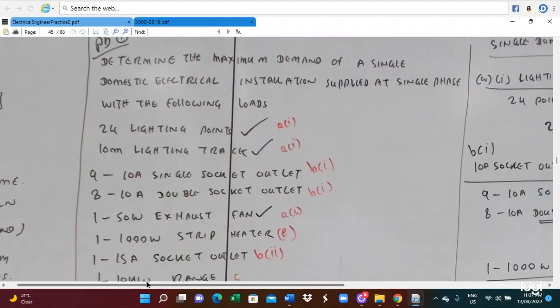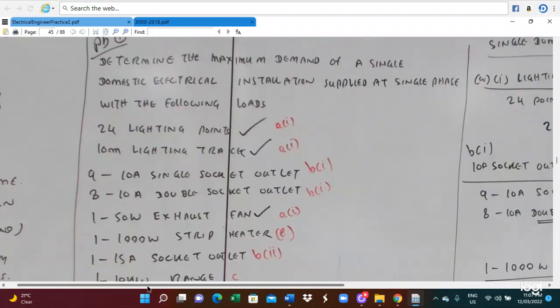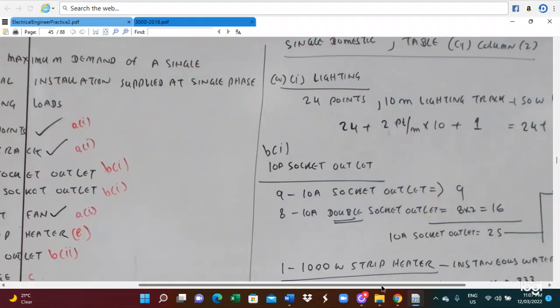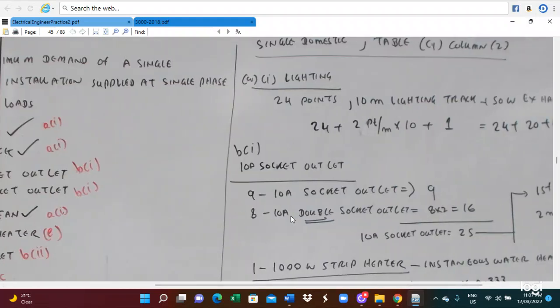The second one is the 10 ampere socket outlet. 10 ampere single socket outlet, and now 8 number 10 ampere double socket outlet. So the 9 number 10 ampere socket outlet we count as 9. 8 ten ampere double socket outlets, so 8 multiplied by 2, there will be 16. So there will be 25 socket outlets.